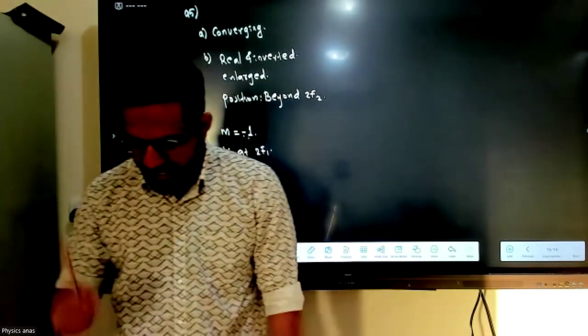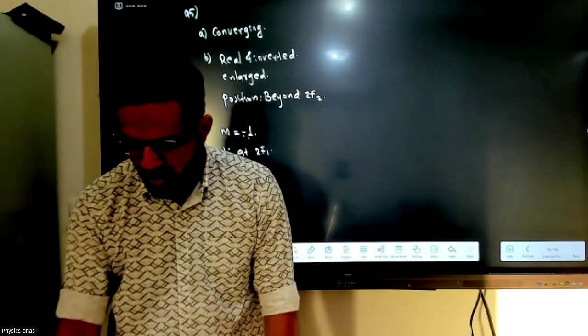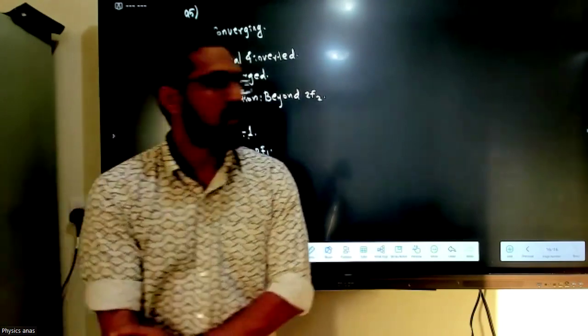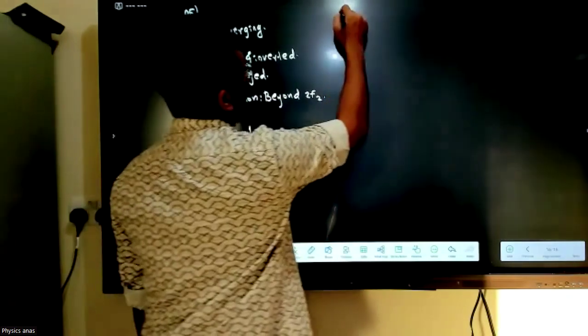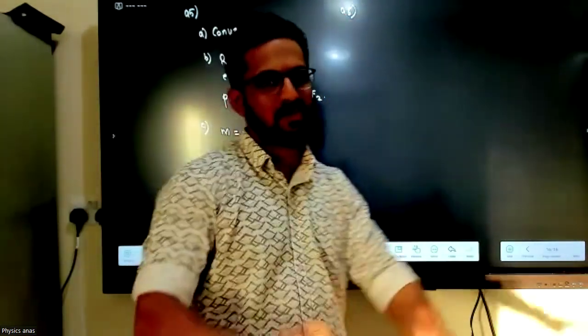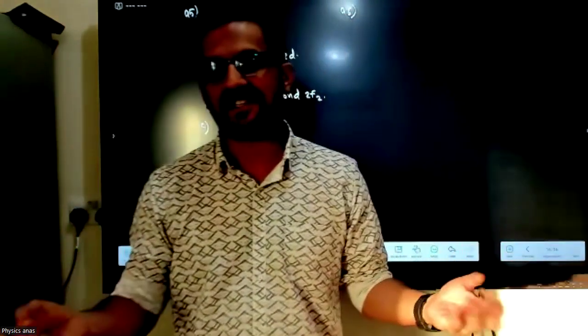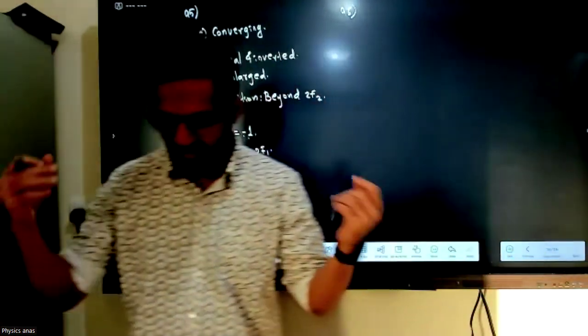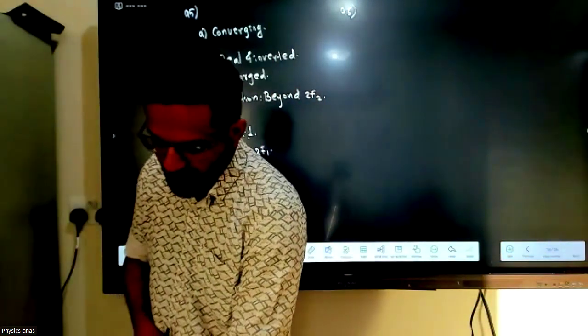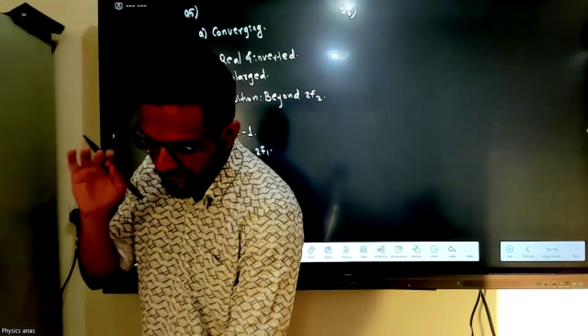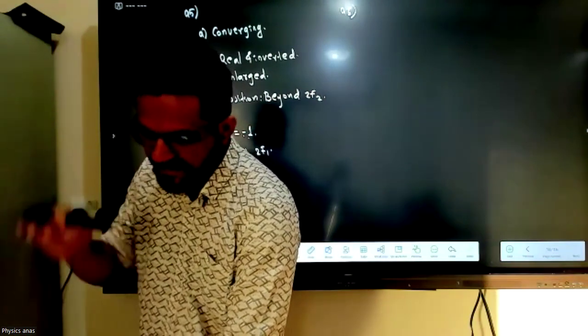How fat should an object be placed from a convex lens? What is that? How fat? How fat means how large? They are meaning how large. How fat should an object be placed from a convex lens of focal length 20 centimeter?